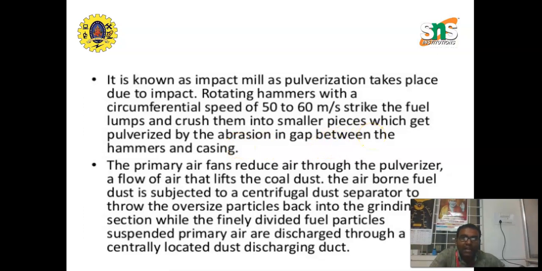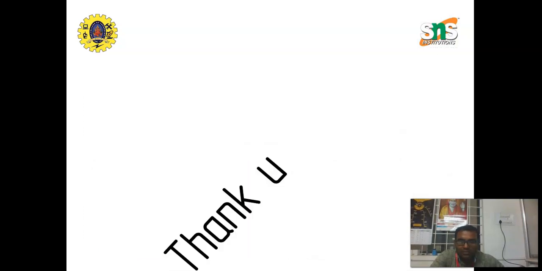The primary air fans force air through the pulverizer, a flow of air that lifts the coal dust. The airborne fuel dust is subjected to a centrifugal dust separator to throw the oversized particles back into the grinding section, while the finely divided fuel particles suspended in primary air are discharged to the centrally located dust outlet.